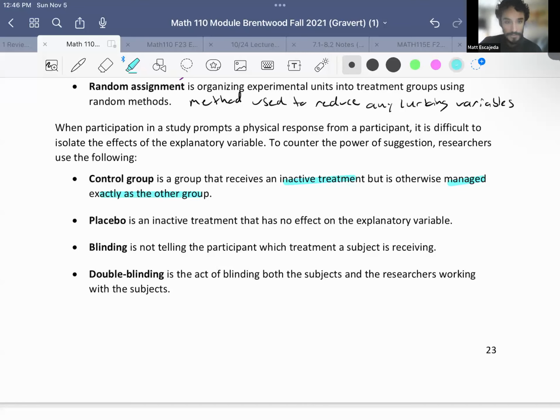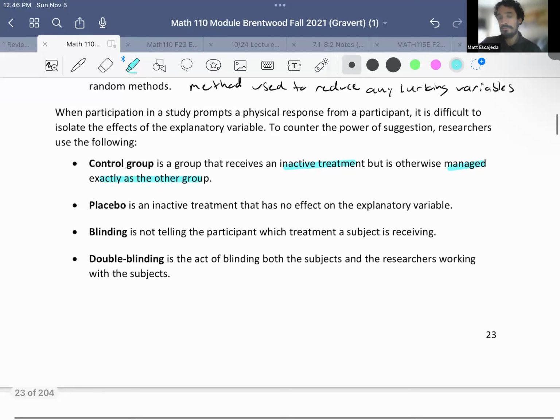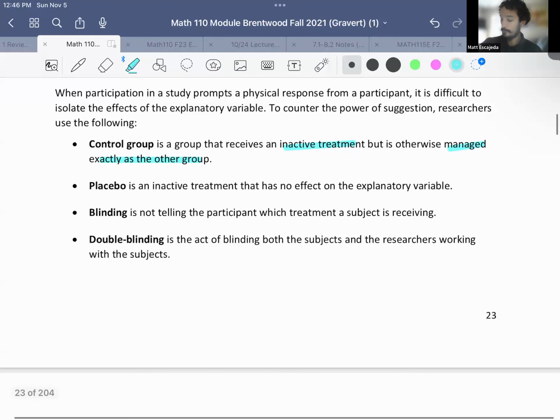Okay, so placebo is the next term. I'm sure you guys have heard this here or there in your life, but placebo is an inactive treatment that has no effect on the explanatory variable. Okay, so placebo, if you're familiar with it, you give one set of people the actual drug and you give another set of people like a sugar pill. We don't tell who got what, things like that. So the placebo would be the sugar pill, which has no effect on the explanatory variable.